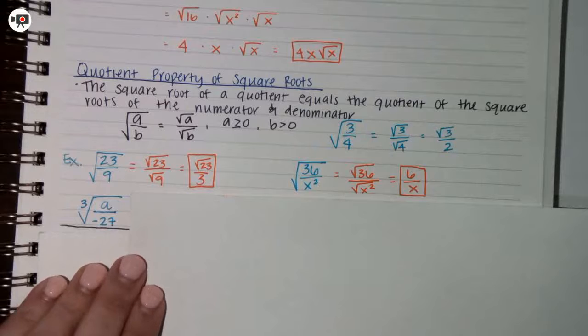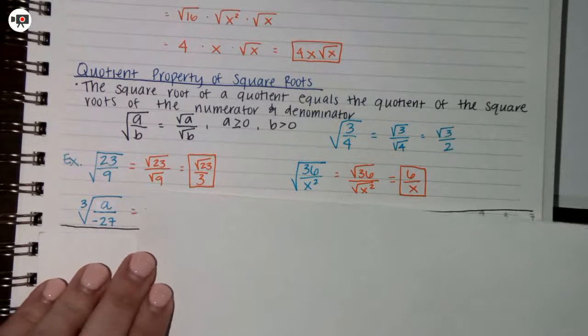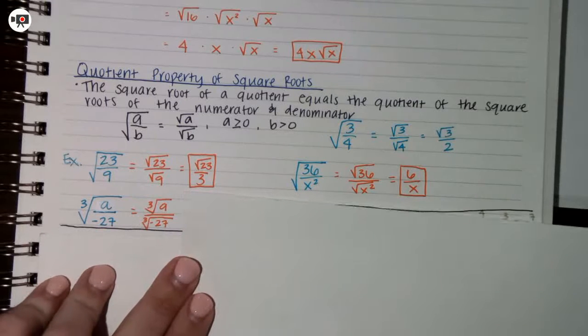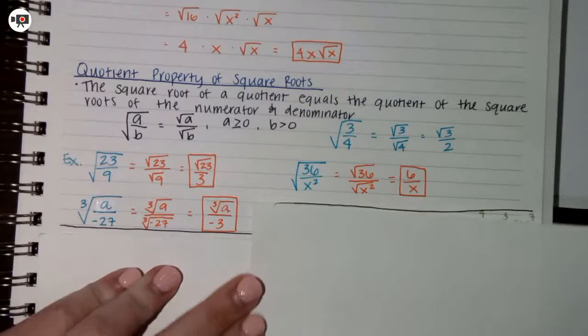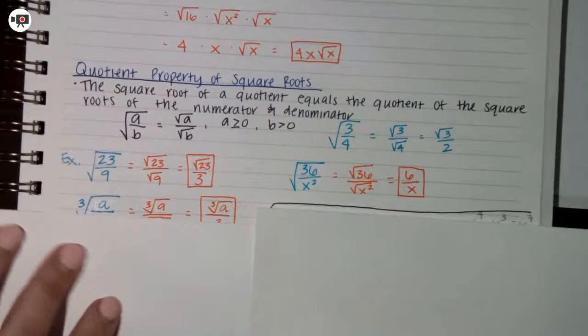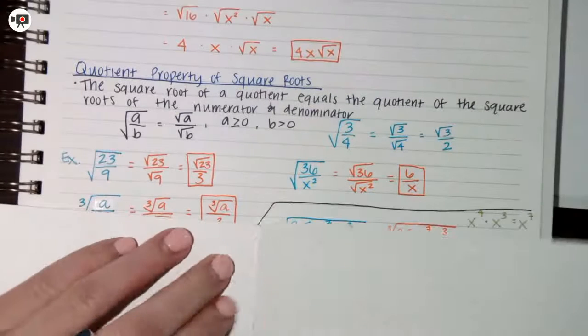The cubed root of a over negative 27. We're going to split that, and we know the cubed root of negative 27 is negative 3. Alright, now this one gets a little tricky.